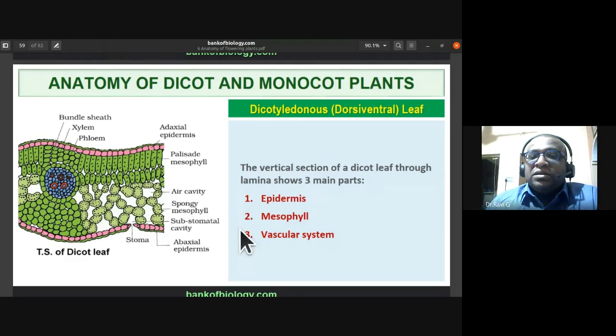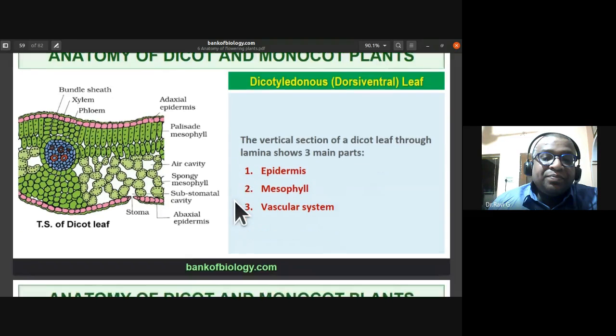If you notice the transverse section of a dicot leaf, it has the epidermis, mesophyll, and vascular system. We don't use the term cortex in a leaf; instead, we use the term mesophyll. These are the three components of a dicot leaf. There is an upper and lower epidermis, and under it the mesophyll, which has chlorenchymatous tissue, that is parenchyma richly filled with chloroplasts. We call it chlorenchyma. And there is the vascular system. Let us understand one by one.